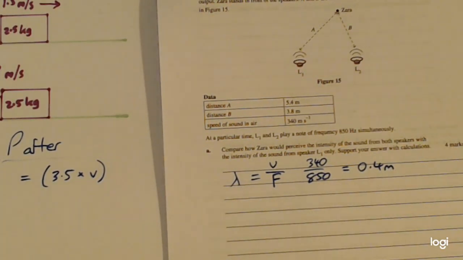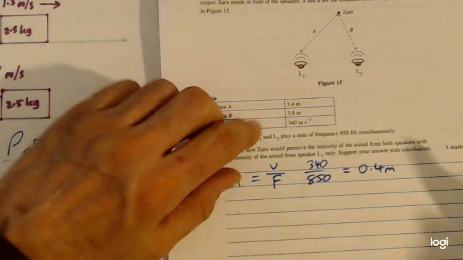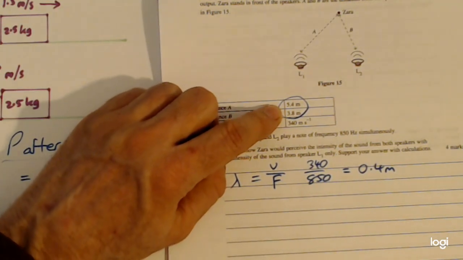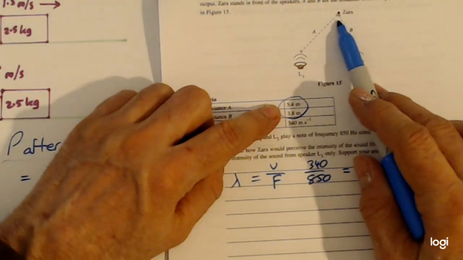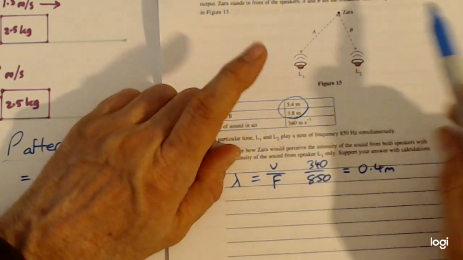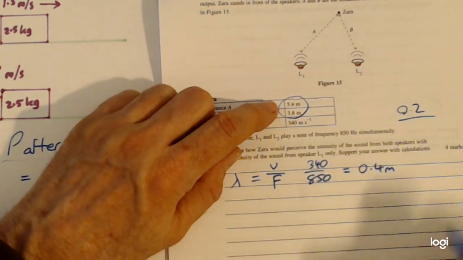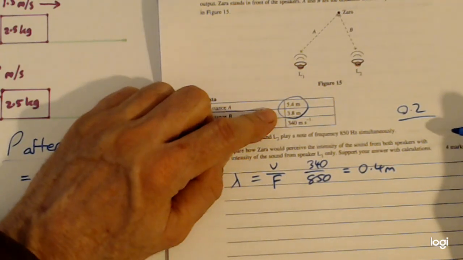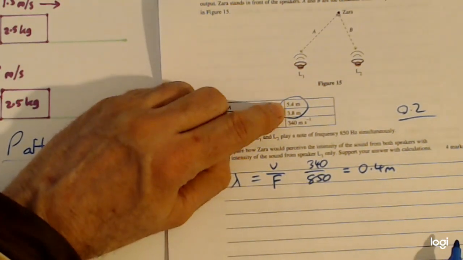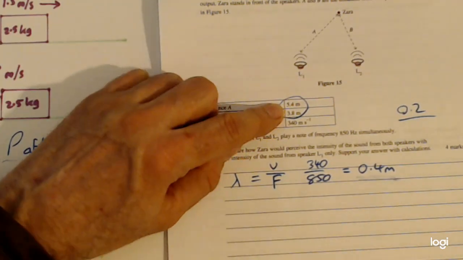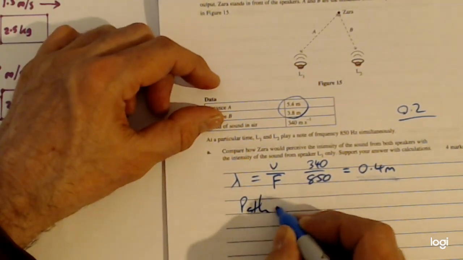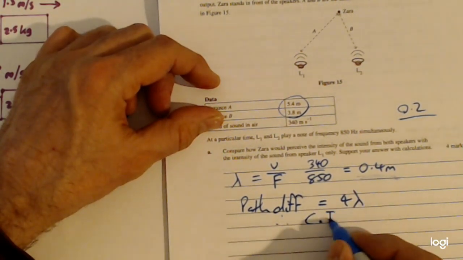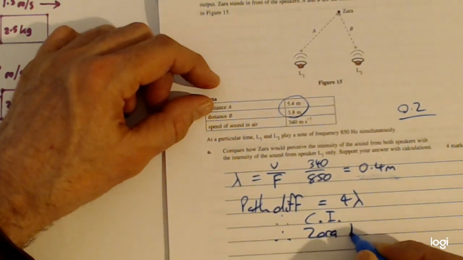Okay, so here are the distances. If the difference between those two numbers, pardon me, is a whole number multiple of 0.4, she is standing in a place where there's constructive interference, right? If it's 0.2, which would be half a wavelength, plus a whole number of 0.4s, then she would be in a place of destructive interference. Turns out that the difference between those happens to be 1.6, which is 4 of those, right? So you say the path difference equals 4 wavelengths, therefore constructive interference, therefore Zara hears more volume.